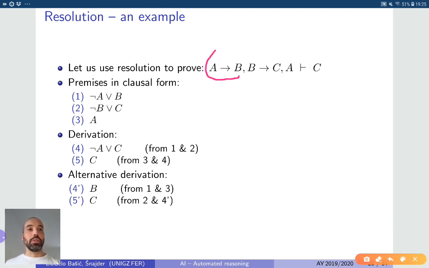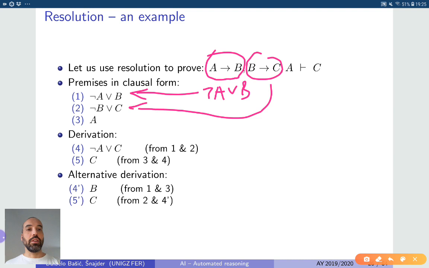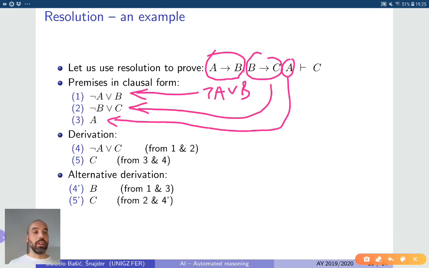First off, we need to convert all these three premises into clausal form. Now, A implies B is equivalent to not A or B, and that's my first clause here. B implies C is equivalent to not B or C. And A is equivalent to the unit clause A. Okay, so no work here. So we've got three clauses here, and now we can apply resolution.